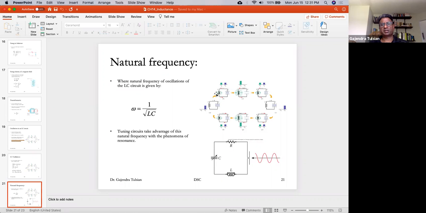And like I said, this is at the heart of all tuning devices, of all wireless devices. This circuit will pick up only the signal which matches its frequency. That signal will drive a large current in this circuit. All the other signals drive smaller currents.